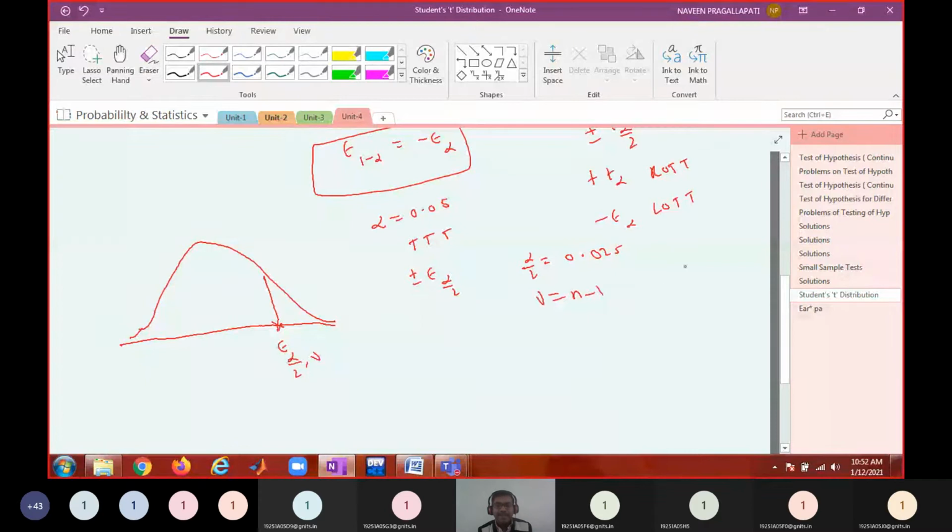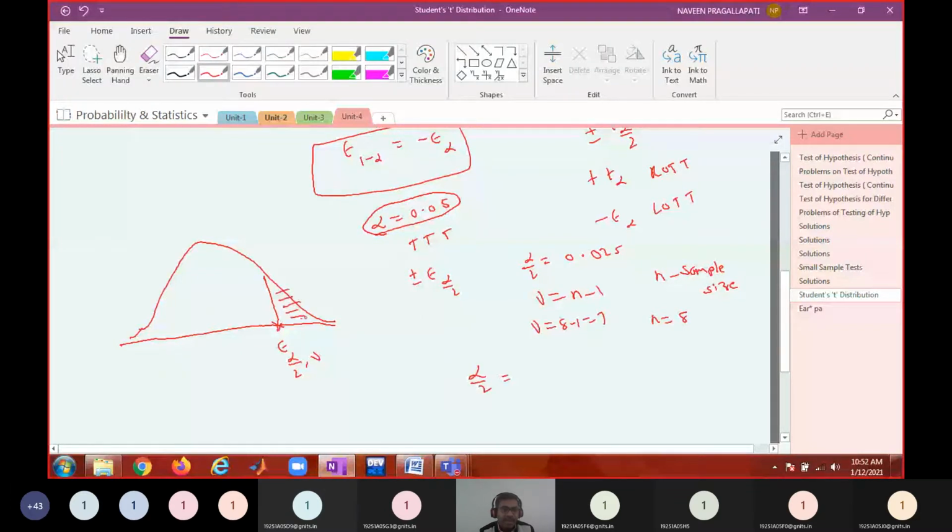What does n refer to? Sample size. When you change the sample size, the critical value also will change, for the same level of significance. So if I say the sample size is 8, then what will be the degrees of freedom? 7. So you need to look for alpha by 2, because I am considering a two-tailed test. So this is minus T alpha by 2, and this is going to be 0.025.